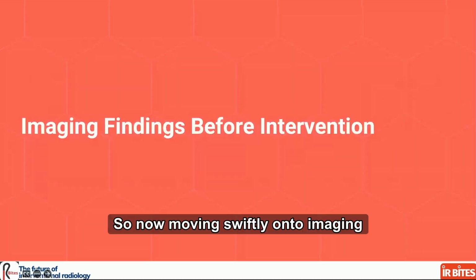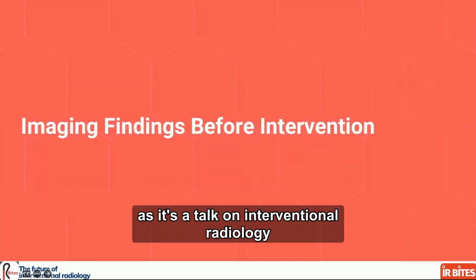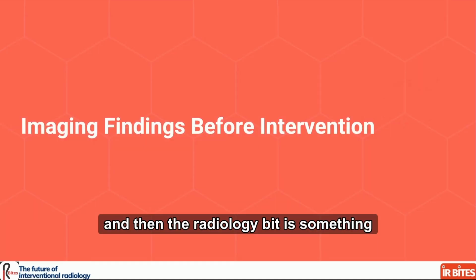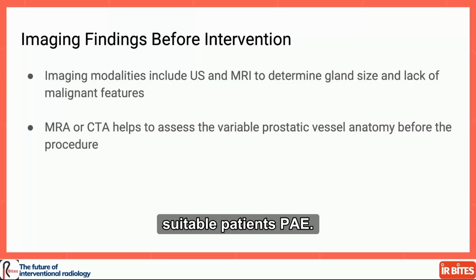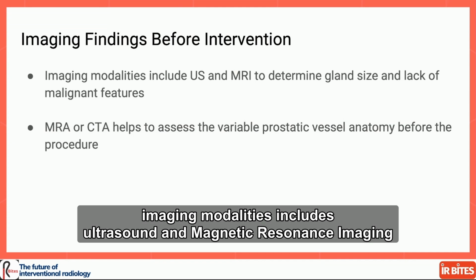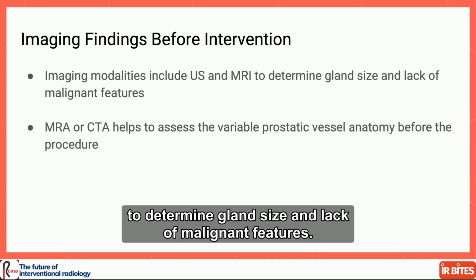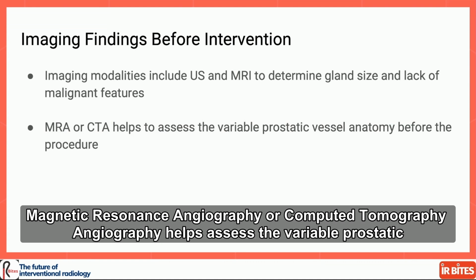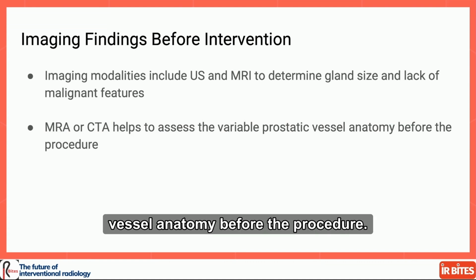So now moving swiftly on to imaging, as it's a talk on interventional radiology, and the radiology bit is something that we've got to deeply understand, and plays a huge role in identifying suitable patients for PAE. So the points on the curriculum which we're going to cover here: imaging modalities include ultrasound and MRI to determine gland size and lack of malignant features. MRA or CTA helps assess the variable prostatic vessel anatomy before the procedure.